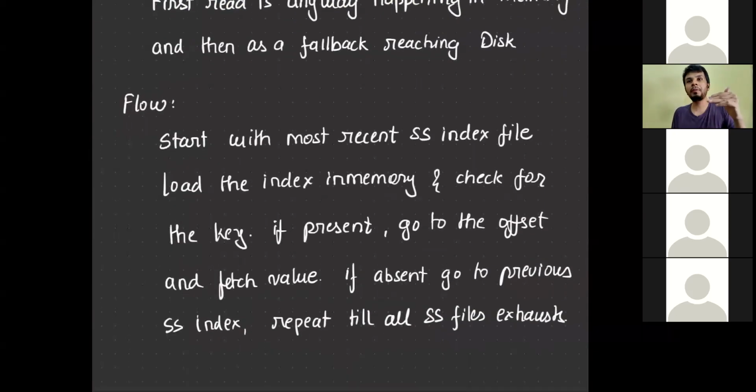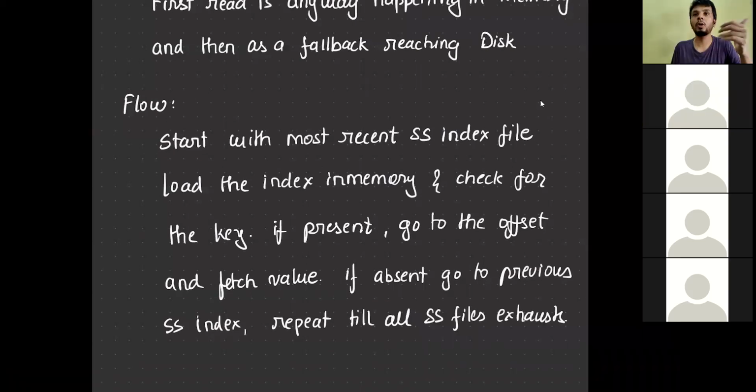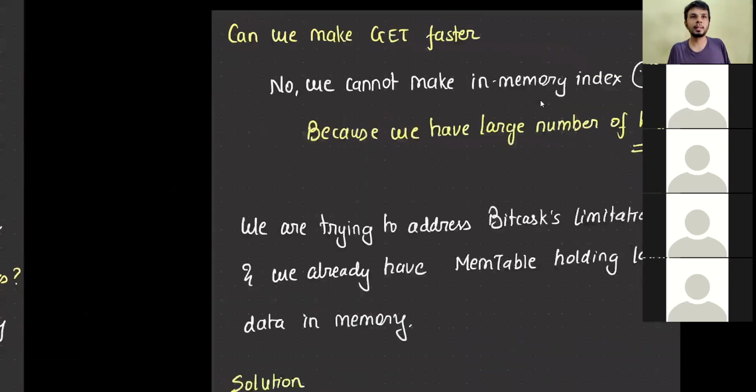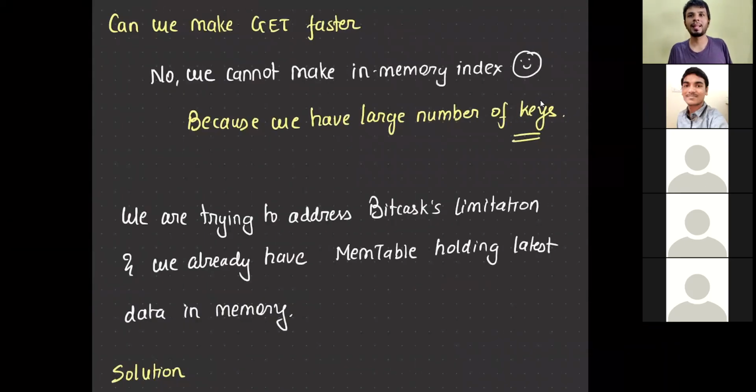Right? How can we make this better? What can we use to make this thing better? Bloom filter. Right. So the idea is very simple.